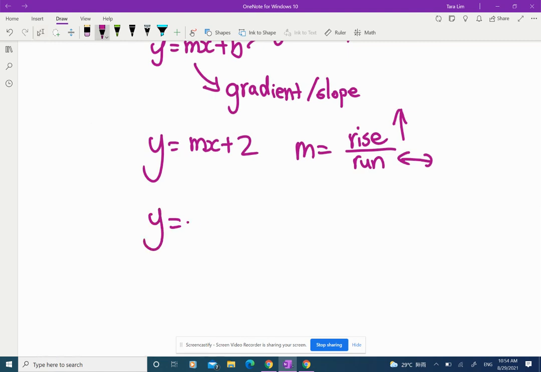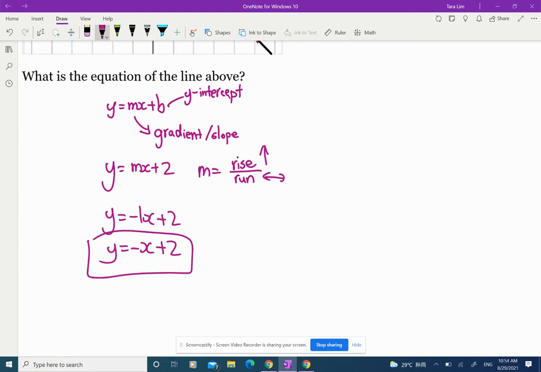So y equals negative 1x plus 2. Now we want to simplify the equation. So it becomes y equals negative x plus 2. So yeah, this is our equation of the line.